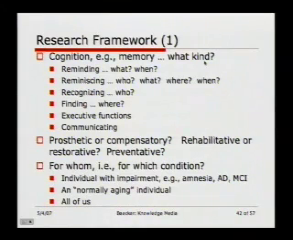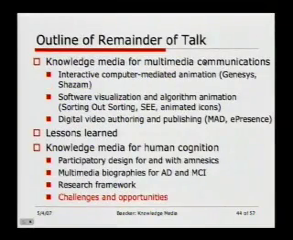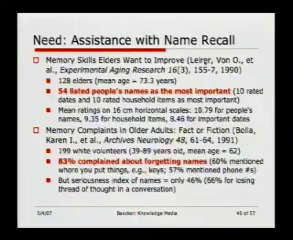dimension one is what kind of cognitive process are we dealing with? And you've seen two examples here, one orienting, one reminiscing. Number two is the distinction I mentioned previously of prosthetic versus rehab versus preventative. What condition are we dealing with? Are we dealing with amnesia or possibly normally aging? Who's actually the user? This is the issue that Mike Wu has been struggling with. We're not just designing for the person with the cognitive impairment, but often for caregivers as well. What technology and what design approach? And so where are we going for here?